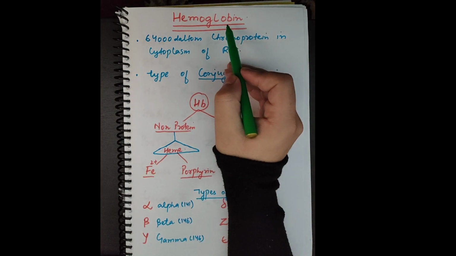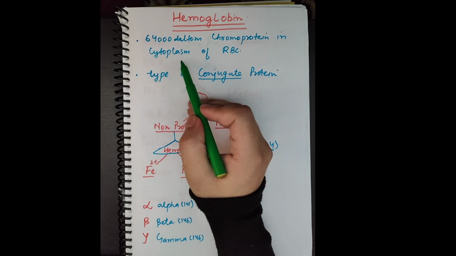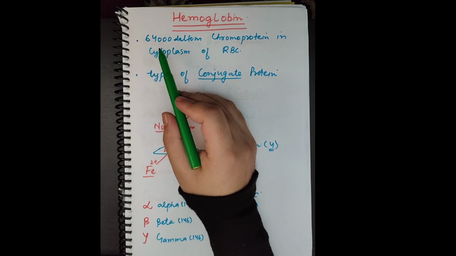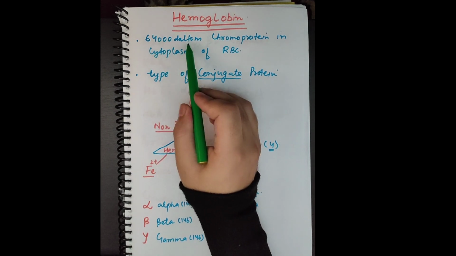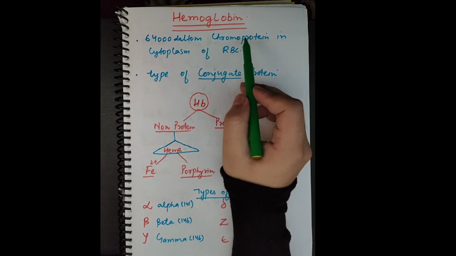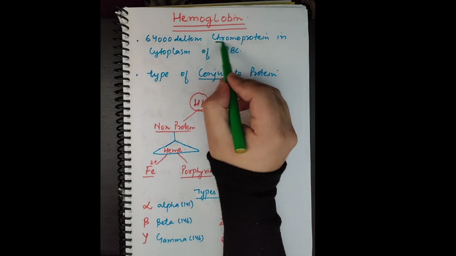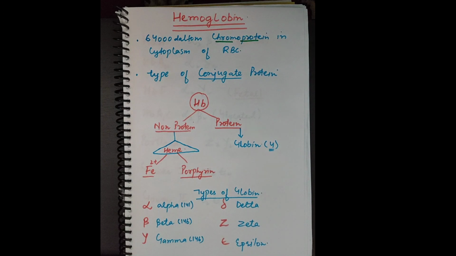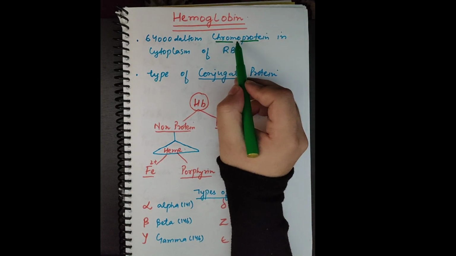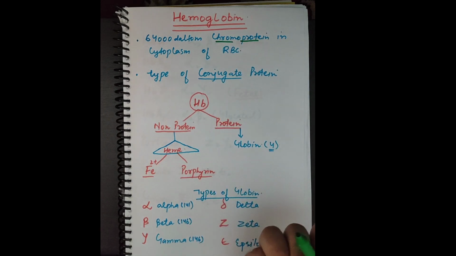Hemoglobin. It has a molecular weight of 64,000 daltons and it's a type of chromoprotein. What is meant by chromoprotein? Chromo means color. It's a type of protein which gives color to the RBCs. It's the presence of hemoglobin which gives color to the RBCs.